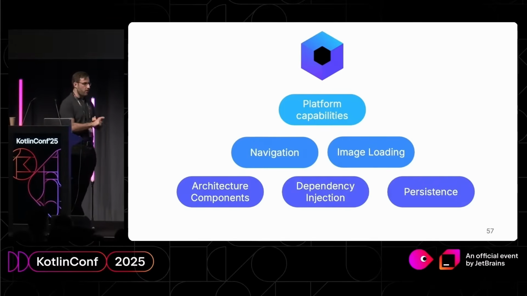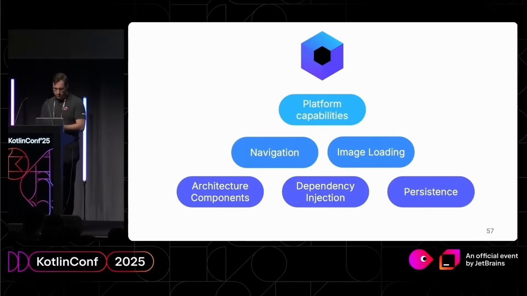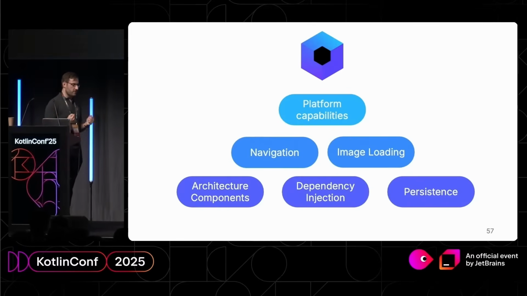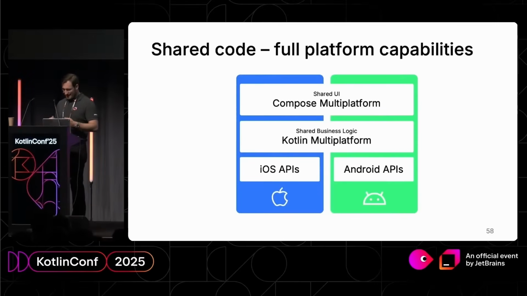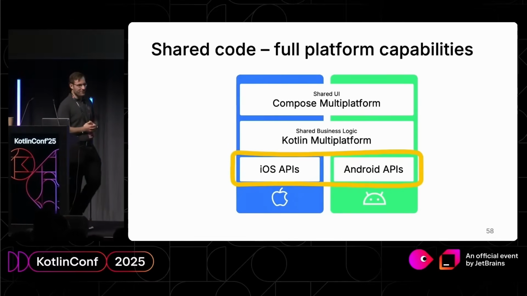You want to make sure that all the navigation principles that you might already be familiar with, you also want to bring into common code. Things like image loading and, of course, architecture components, doing things like dependency injection, and managing persistence of your app. Because, like I said beforehand, you don't want to give up any of that access to those iOS APIs and those Android APIs. And here, we're once again standing on the shoulders of giants.